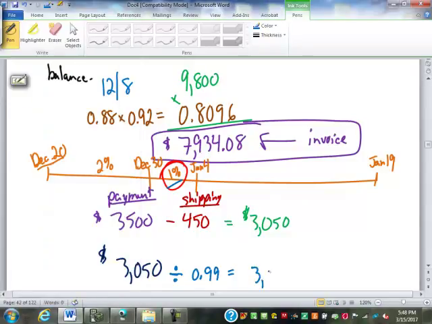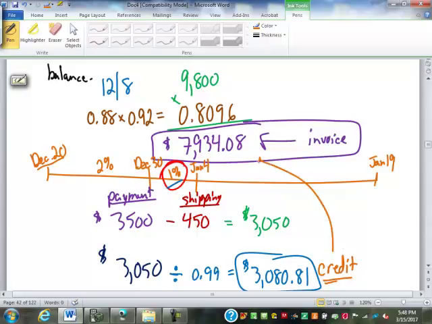$3,080.81. That is the amount of credit that goes towards that invoice.